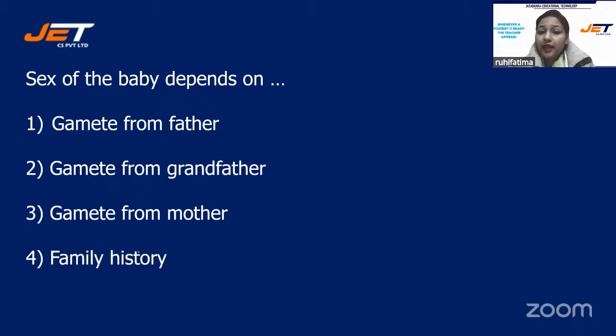Option number two, gamete from grandfather. Option number three, gamete from mother. Or is it option number four, family history? This is again a logical question. If you think a little bit, you will be able to answer this question. Sex of the baby depends on gamete from father, gamete from grandfather, gamete from mother, or family history. Yes, students. The correct answer is option number one, gamete from father.